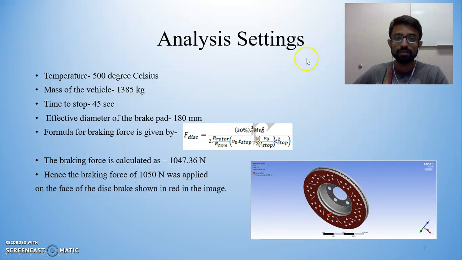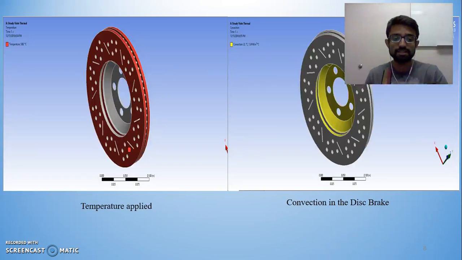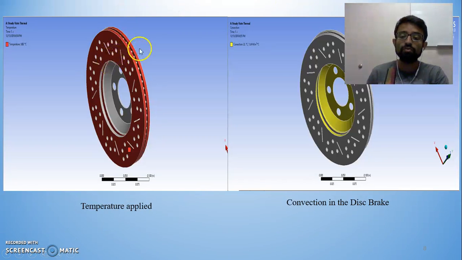Moving on. These are the analysis settings or the boundary conditions that were applied in the Workbench analysis. Over here, the temperature that I applied was 500 degrees Celsius, and this temperature was applied on the faces, which you can see on the left hand side in red.